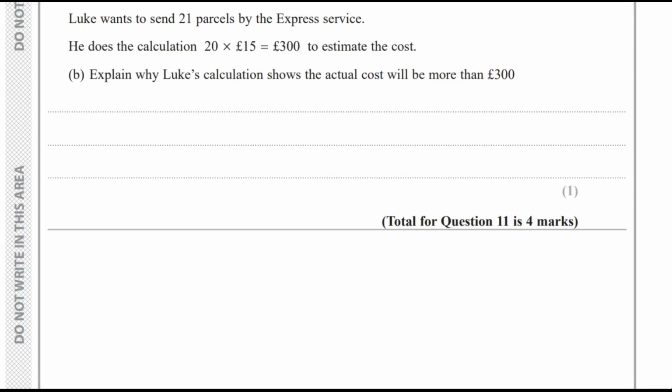He wants to send 21 parcels. For his estimation, he has rounded down to 20. The actual price per parcel is £15.25. Again, he's rounded down to 15. So a good phrase to use when answering this would probably be to say that he is underestimating. He has underestimated the number of parcels and also the price. Therefore, both in reality are slightly higher than his estimation, so the overall cost will be higher.